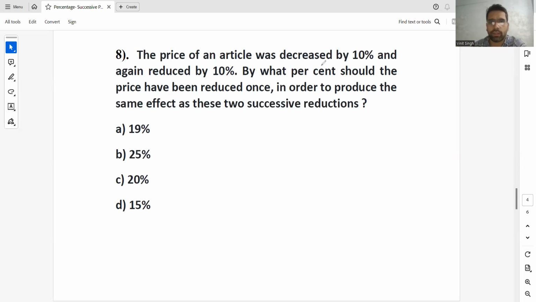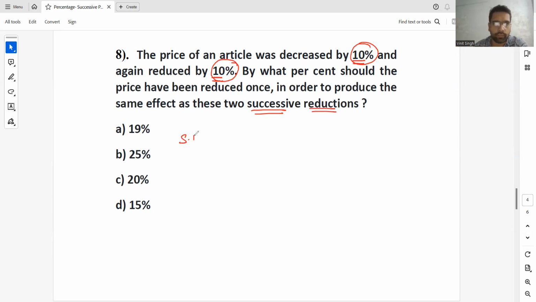The price of an article was decreased by 10% and again reduced by 10%. By what percent should the price have been reduced once in order to produce the same effect as these two successive reductions? Now in this question, two reductions are given, 10% and 10%. Now what we want is a single percentage reduction. After solving these two percentage values, we get a single reduction value.